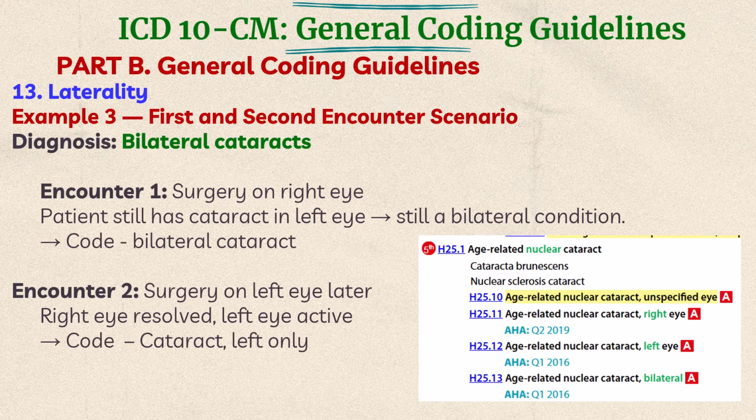Example 3, first and second encounter scenario. Let's see a patient with bilateral cataract. In the first encounter, you diagnose with the bilateral cataract code. In the first encounter, she underwent right eye surgery. So in the second encounter, you have to code only for the left cataract because the right cataract is already resolved. So like that, with different encounters, you have to change the diagnosis.